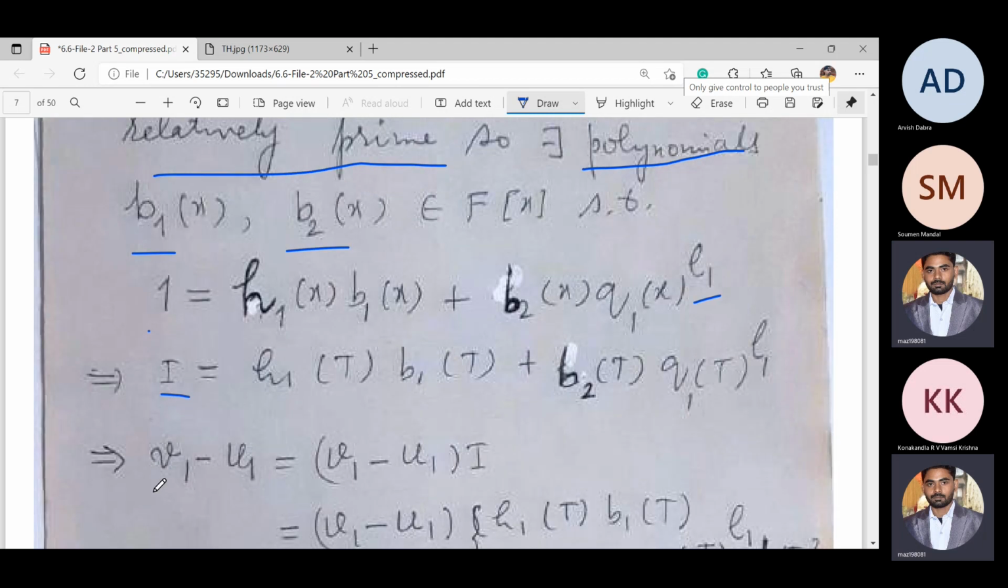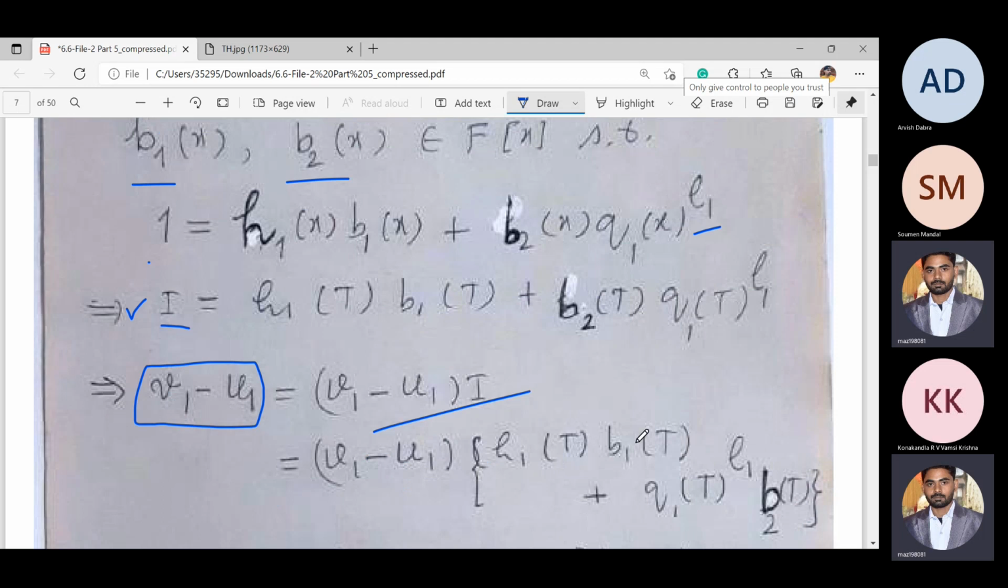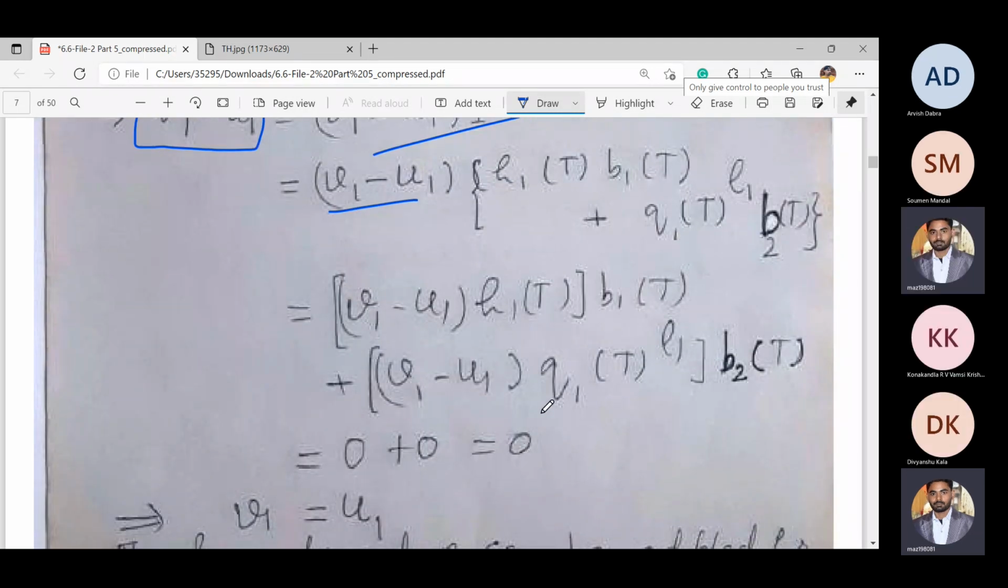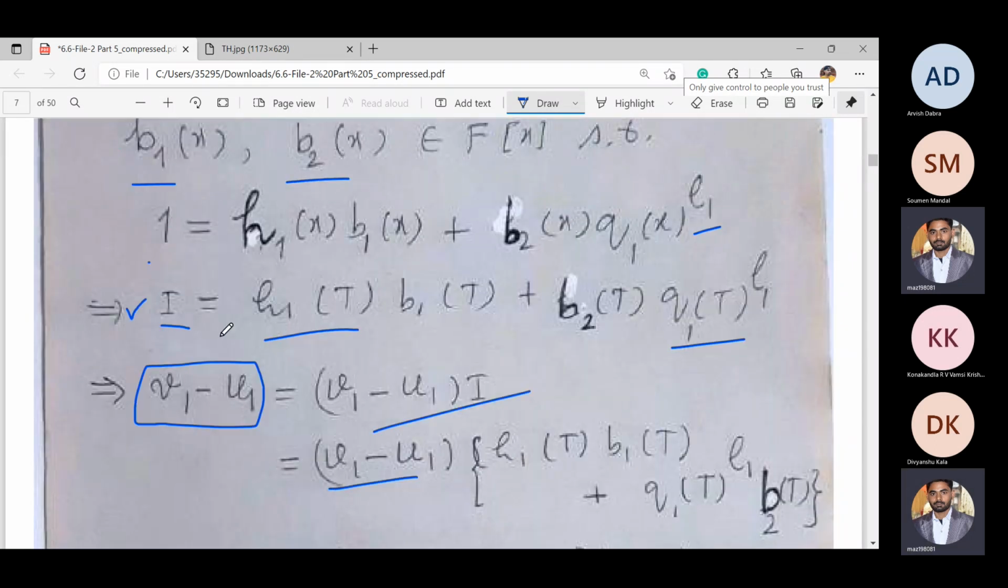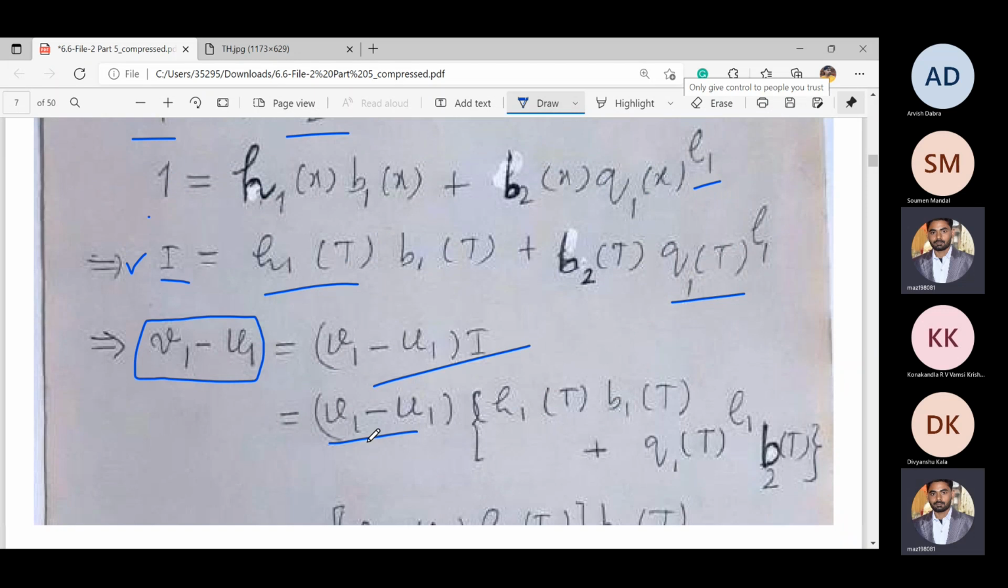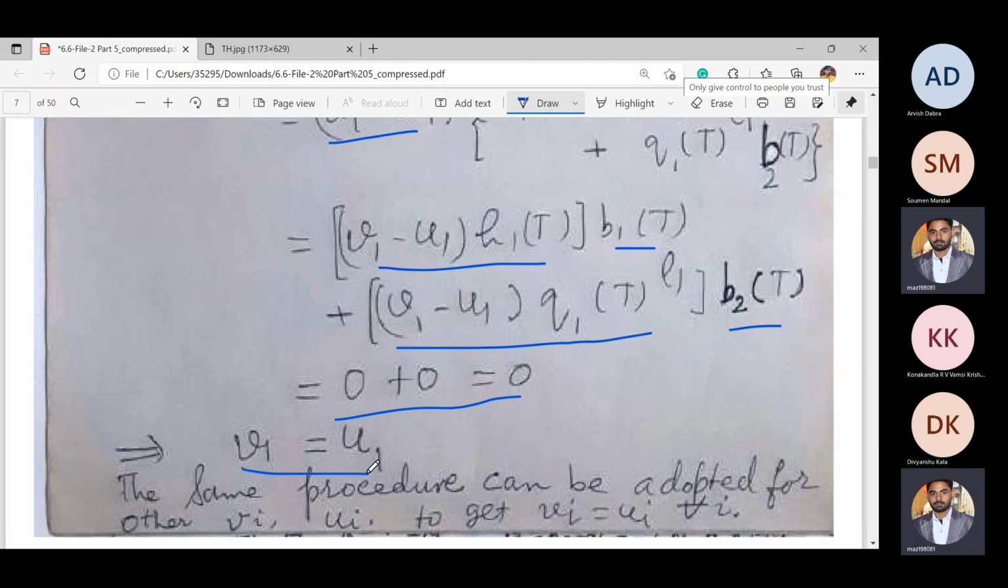Now we operate this vector over this operator. So this is an identity, we get this same. And for this one, we get this one. Now we know H1(T) of this equals 0, and Q1 of this vector V1 minus U1 is 0. So on the right side, we operate H1(T), take B1(T) after that, and this one and B2 after that. So we get 0 plus 0. So we get V1 minus U1 equals 0. This implies V1 equals U1.